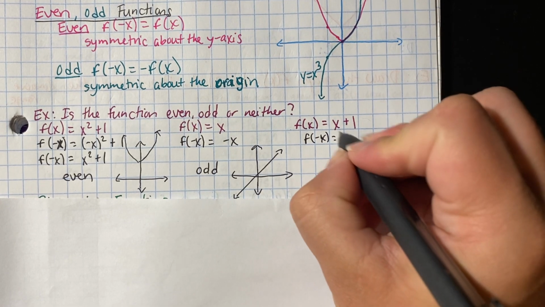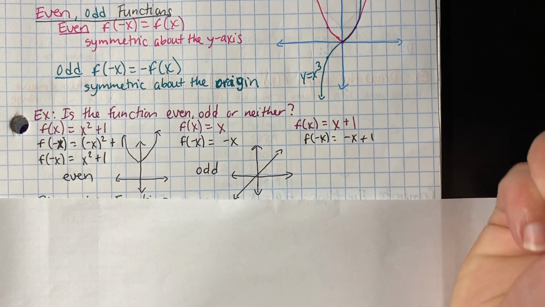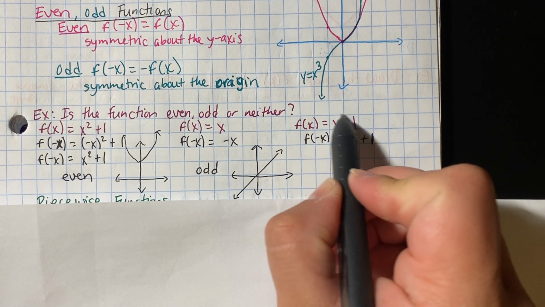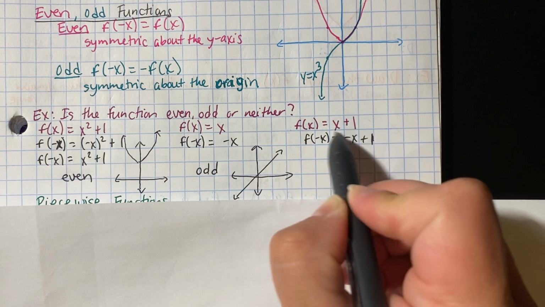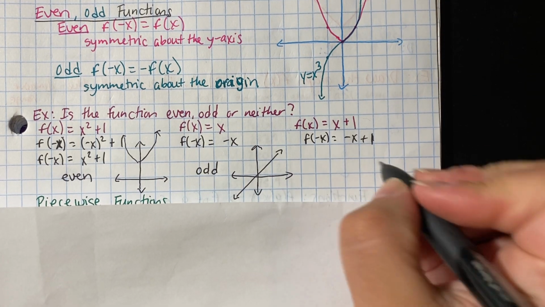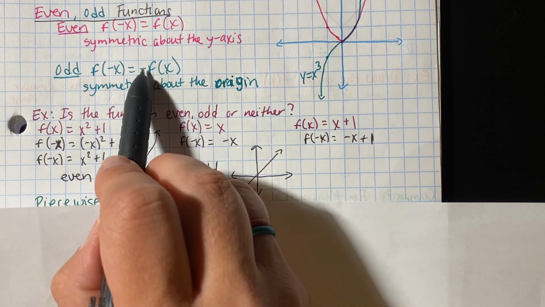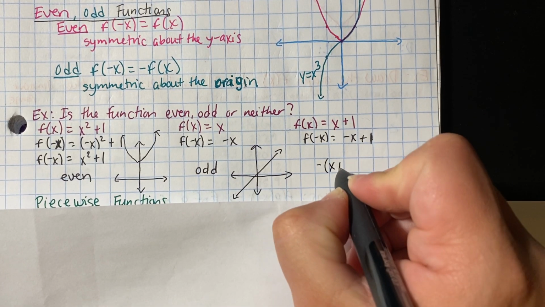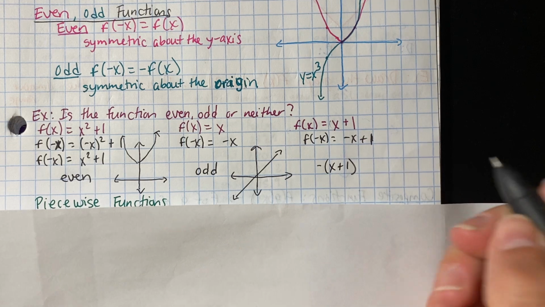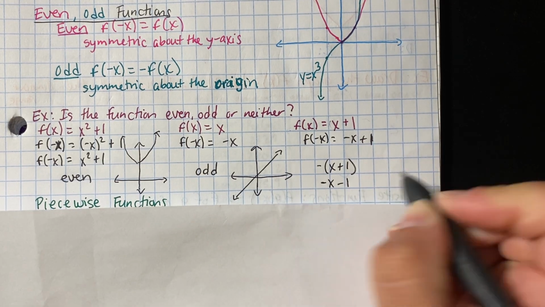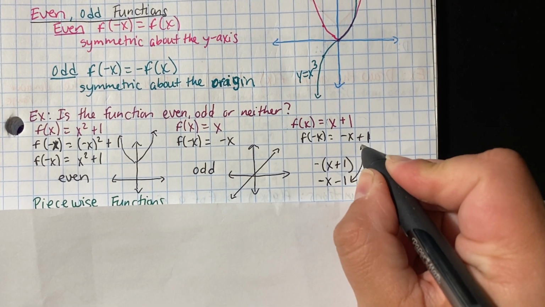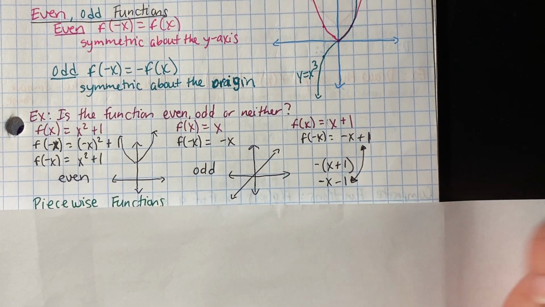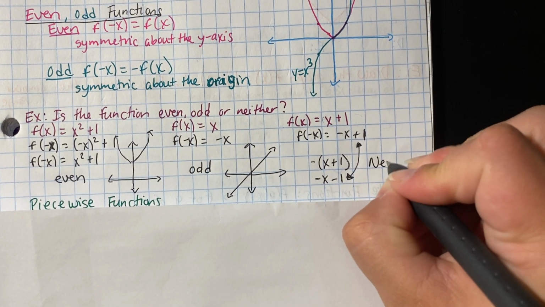Okay. All right, so let's try out this one. f of -x. So that means we got to put a -x plus 1. If it's the negative of the whole y, it would be the negative of this whole thing. So that would be -x minus 1. So are these two equal to each other? No, they're not. So it would be neither.